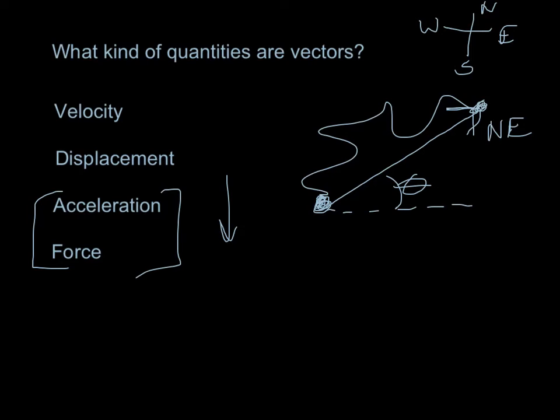So velocity is our speed in a certain direction. Displacement is the distance from where we started to where we ended. Acceleration is how fast we sped up in a certain direction. And a force is kind of like how much we were pushed in a certain direction. So you may have noticed that when I was drawing the vectors, I was drawing arrows. And so we usually have an arrow, and the arrow points in the direction it's going. So this is either going east or it's going to the right.